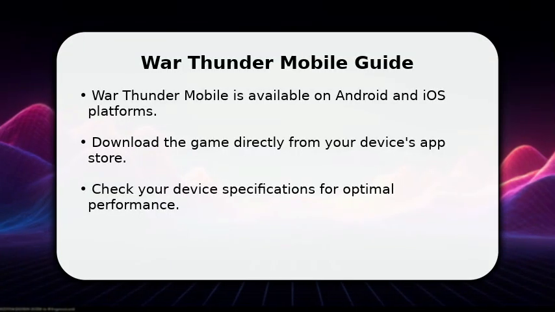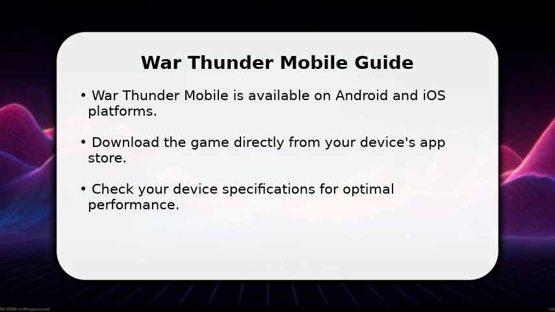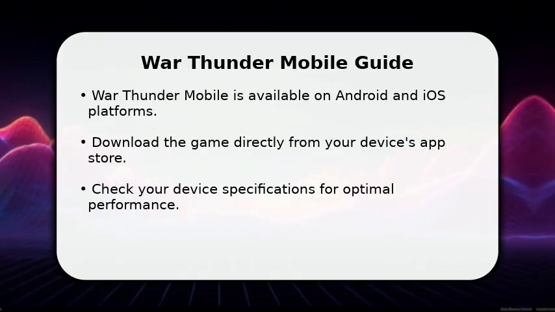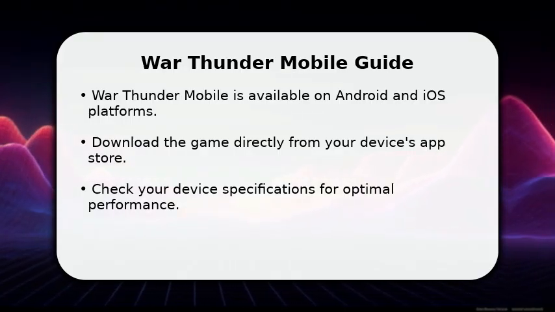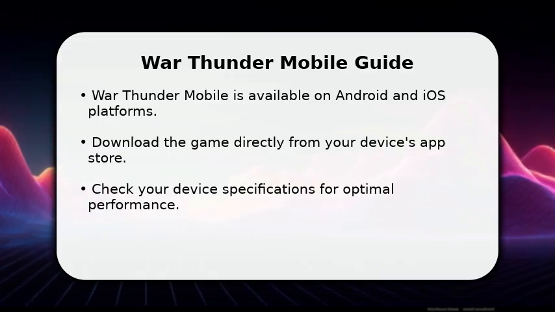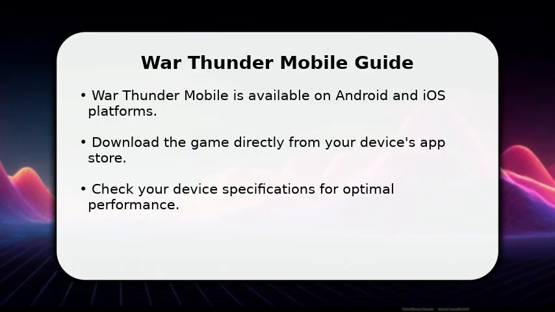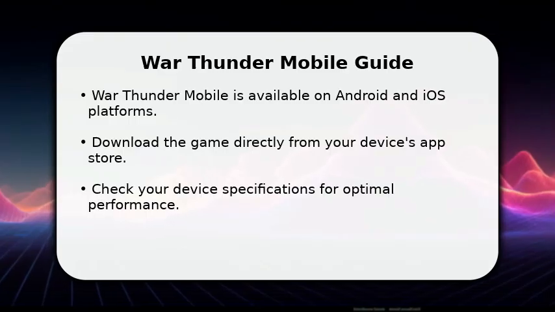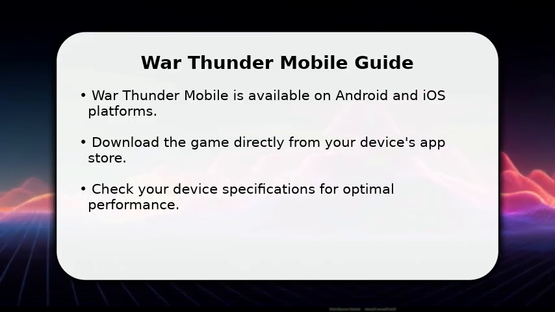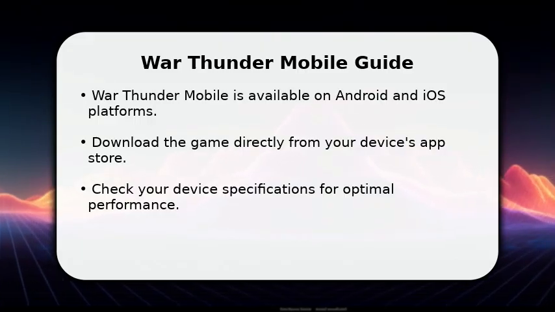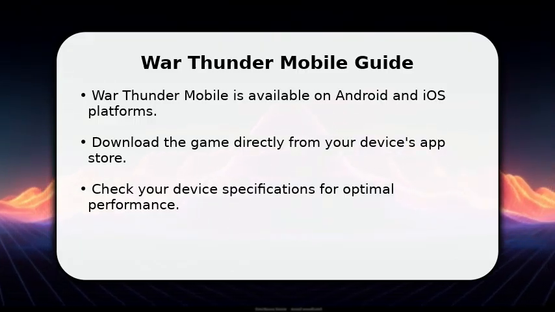In this video, I will explain how to play War Thunder on mobile. First, let's get you set up. War Thunder Mobile is readily available for both Android and iOS devices. Simply head over to your device's official app store, search for War Thunder Mobile, and download it. Before you dive in, quickly check your device's specifications to ensure a smooth gameplay experience. It's a fantastic way to enjoy epic battles on the go, so let's get started with the basics.